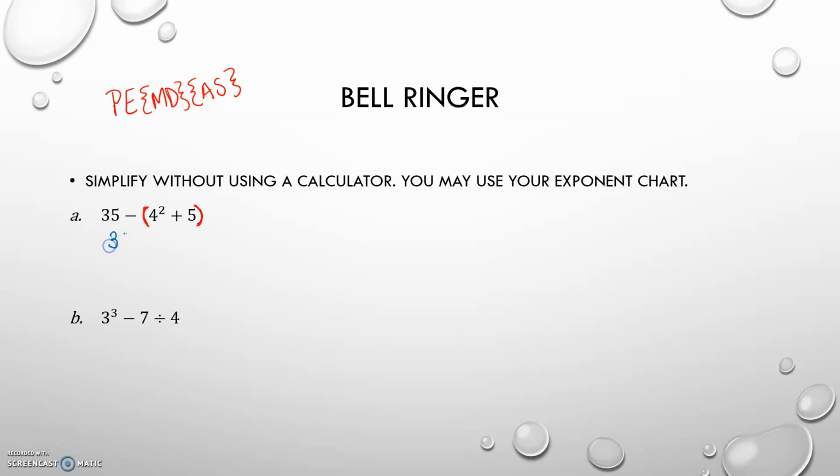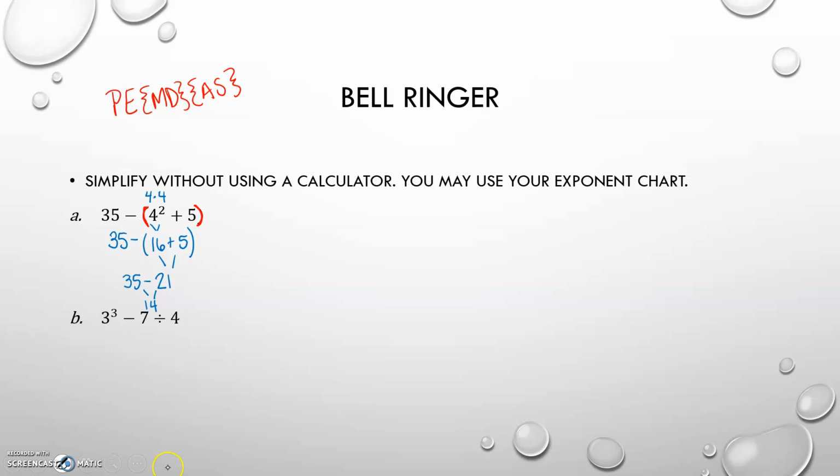So I'm going to have 35 minus, and this would give me 16, because remember 4 squared means 4 times 4. It's not 4 times 2. Plus 5. Now I can add those together, and I get 35 minus 21, and that will give me 14. Ran out of space there. But my final answer should be 14.